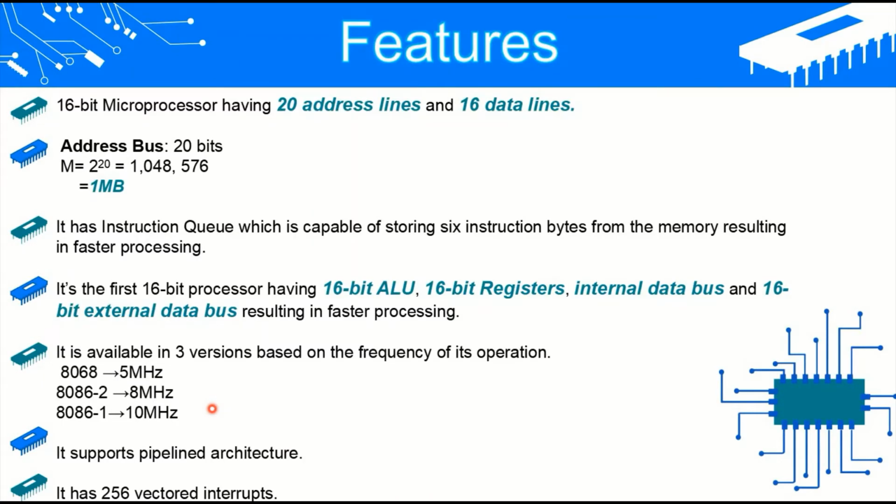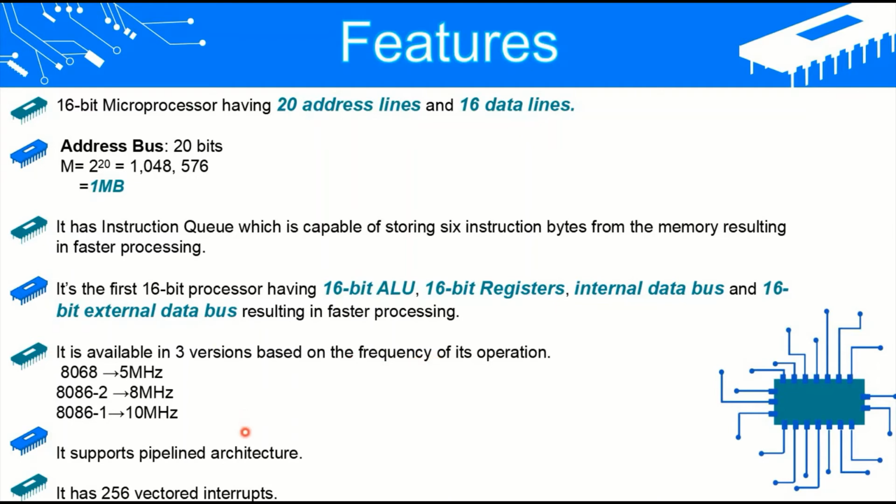Now we will discuss some features of the 8086 microprocessor. Intel 8086 uses 20 address lines and 16 data lines. It can directly address up to 1 megabyte of memory. It has a powerful instruction set which provides operations like division and multiplication very quickly. It has an instruction queue capable of storing 6 instruction bytes from memory, resulting in faster processing. It's the first 16-bit processor having a 16-bit ALU, 16-bit registers, internal data bus, and 16-bit external data bus, resulting in faster processing. It's available in 3 different versions based on the frequency of its operation.